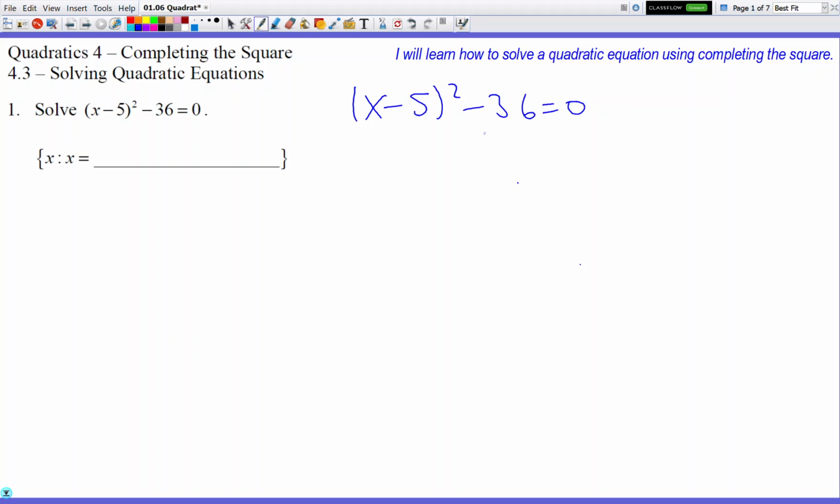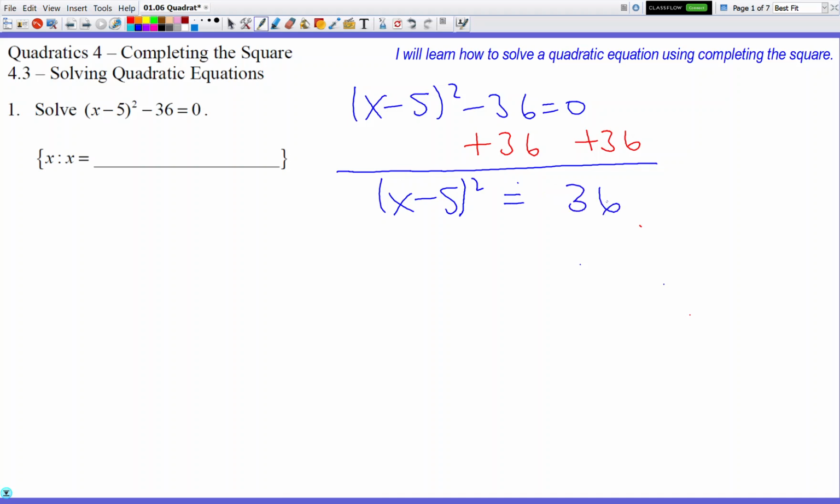All right, so what do we got? Get rid of the negative 36. How do I get rid of negative 36 and send it to the other side? Well, add 36 on both sides. Usually, order of operations says adding and subtracting is the last thing to do, but if I'm solving for x, I'm going to do it first. So I get, on the left side, x minus 5 quantity squared, I forgot to write the parentheses, equals 36.